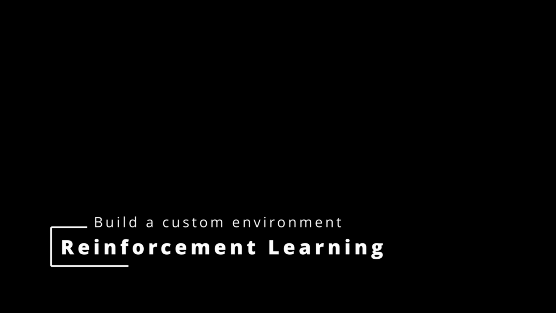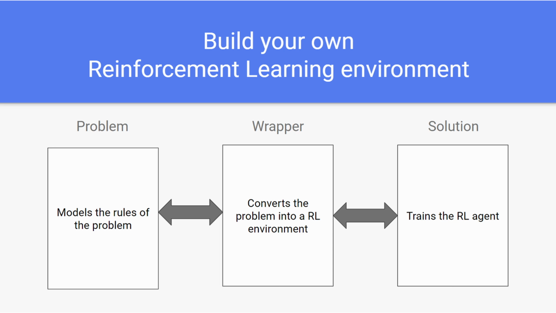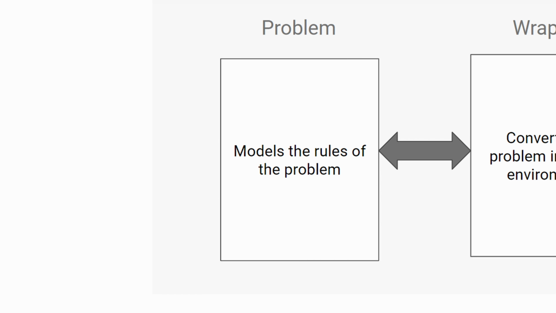Let's build a custom gym-compatible reinforcement learning environment. This exercise is broken out into 3 modules. The problem module strictly models the rules of the problem, how one interacts with the problem, and how the interaction affects the problem. It doesn't necessarily have an understanding of reinforcement learning.